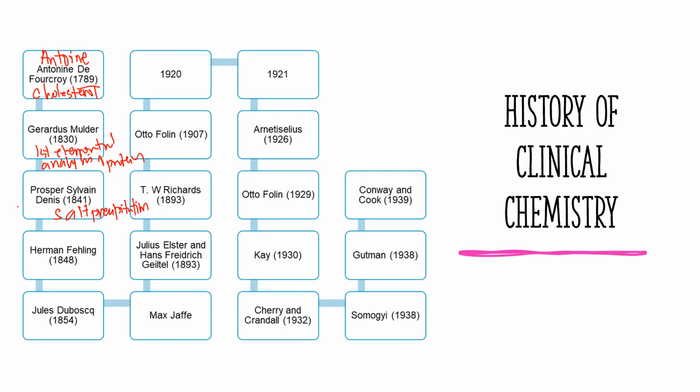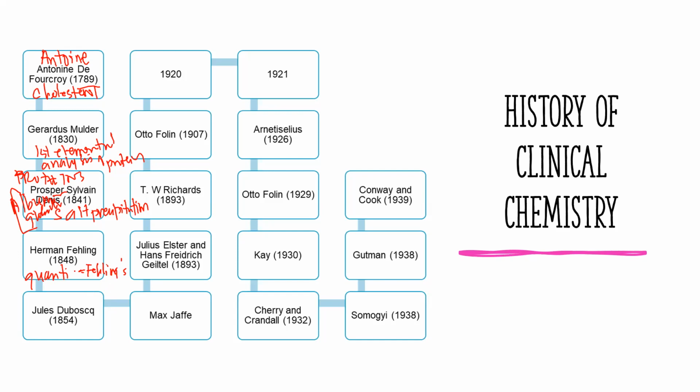So we have albumin and globulins. These are what we call the proteins. In the year 1848, Hermann Fehling performed the first quantitative test, which is Fehling's test, which most of you are familiar with.